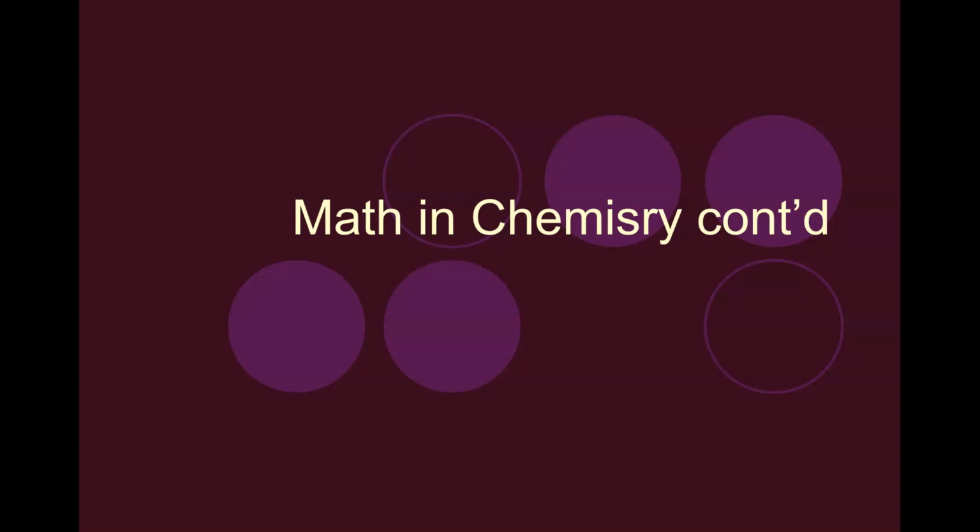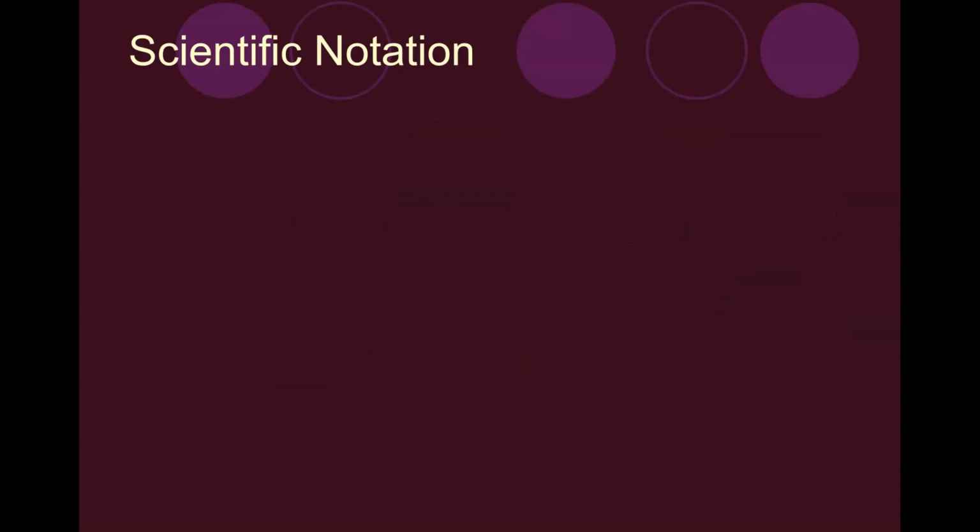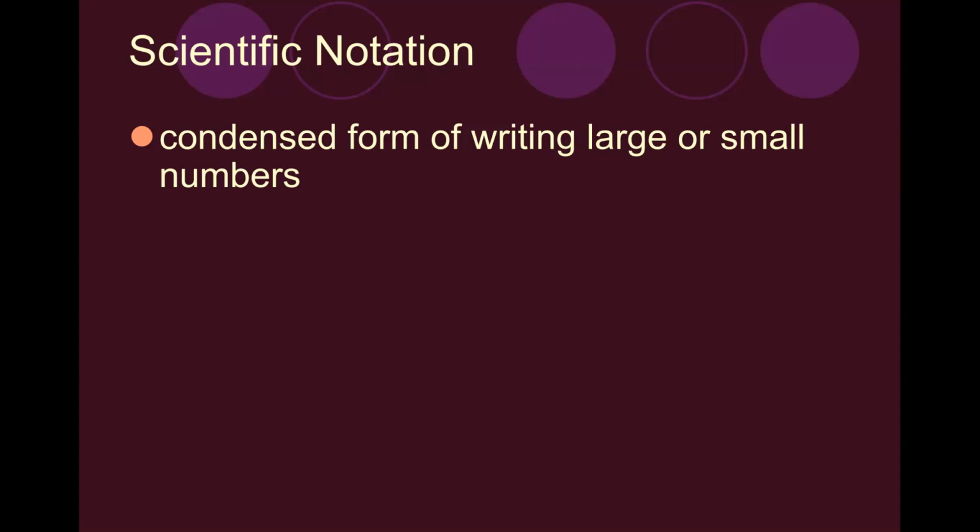Okay, so we're back. Math and chemistry continued. So now today we're going to learn about scientific notation. Scientific notation is just taking a large number or a super small number and writing it in a more manageable form. So a condensed form of writing large or small numbers.